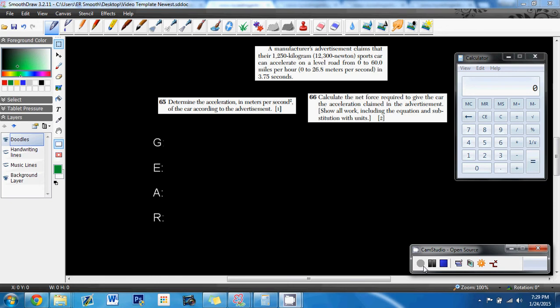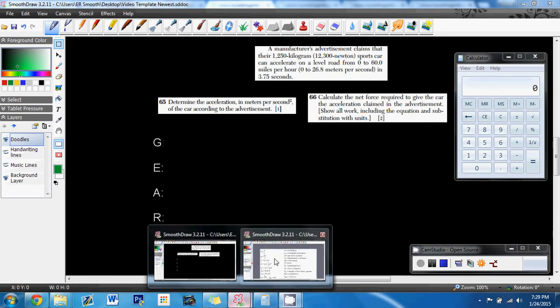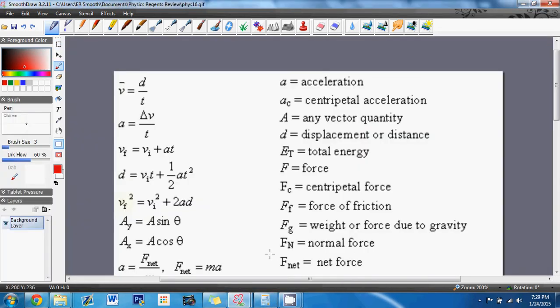And number 66 says, calculate the net force required to give the car the acceleration claimed in the advertisement. So for number 65, we're trying to find the acceleration. Acceleration is the change in velocity over time. If you don't remember that, you can check your reference table, and it's right here. Acceleration equals change in v over time. The little triangle means change.